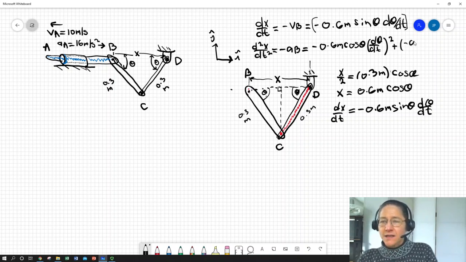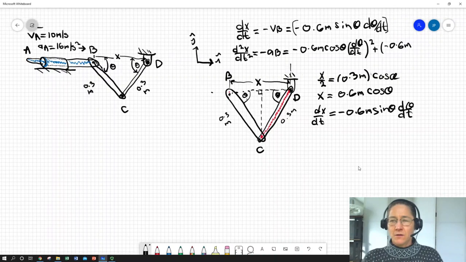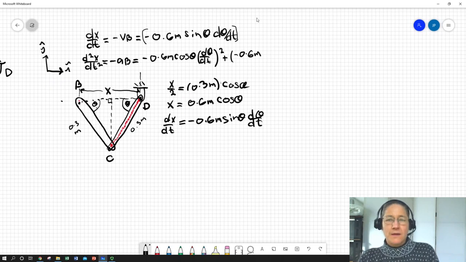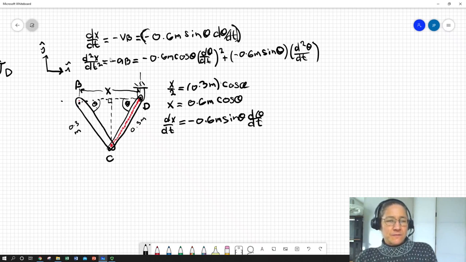plus negative 0.6 meters. Running out of room here. Let's see if I can budge everything over. There we go. So we're just kind of working off of this. Negative 0.6 meters sine theta. So we're just continuing to do the derivative of a product times, now we have the second time derivative of theta with respect to t. So we basically just took the time derivative of this expression here. We took the next time derivative of everything.